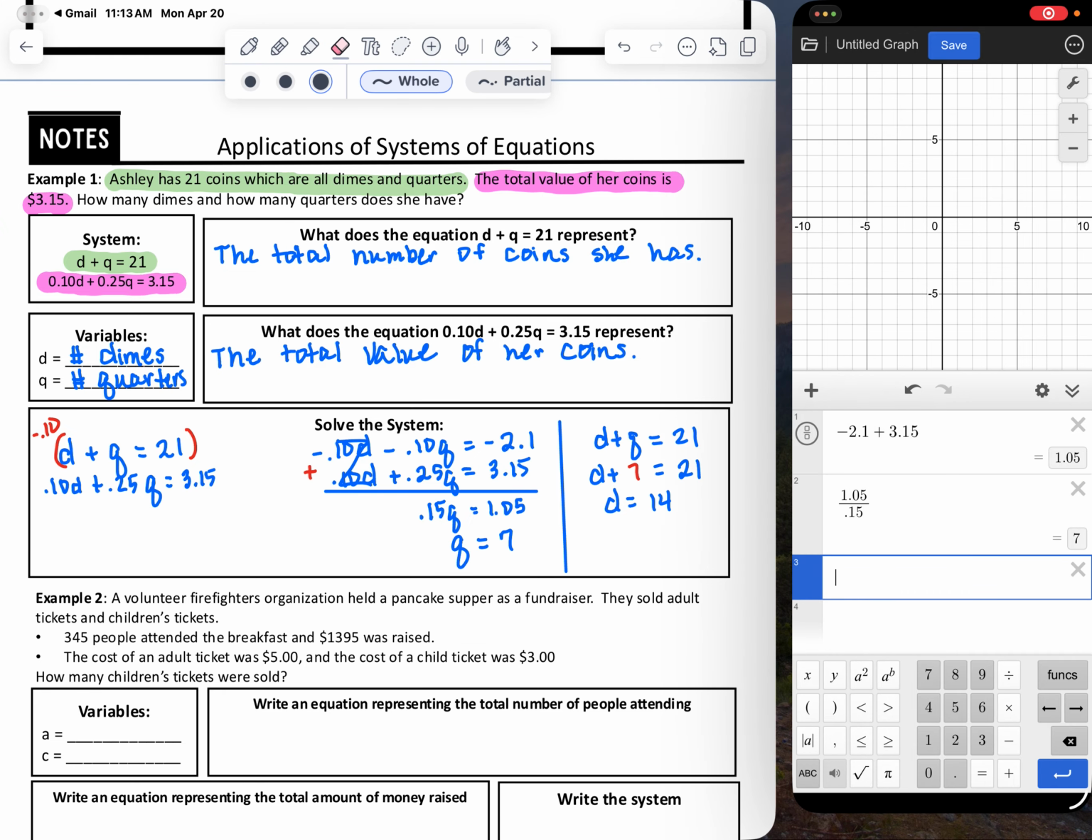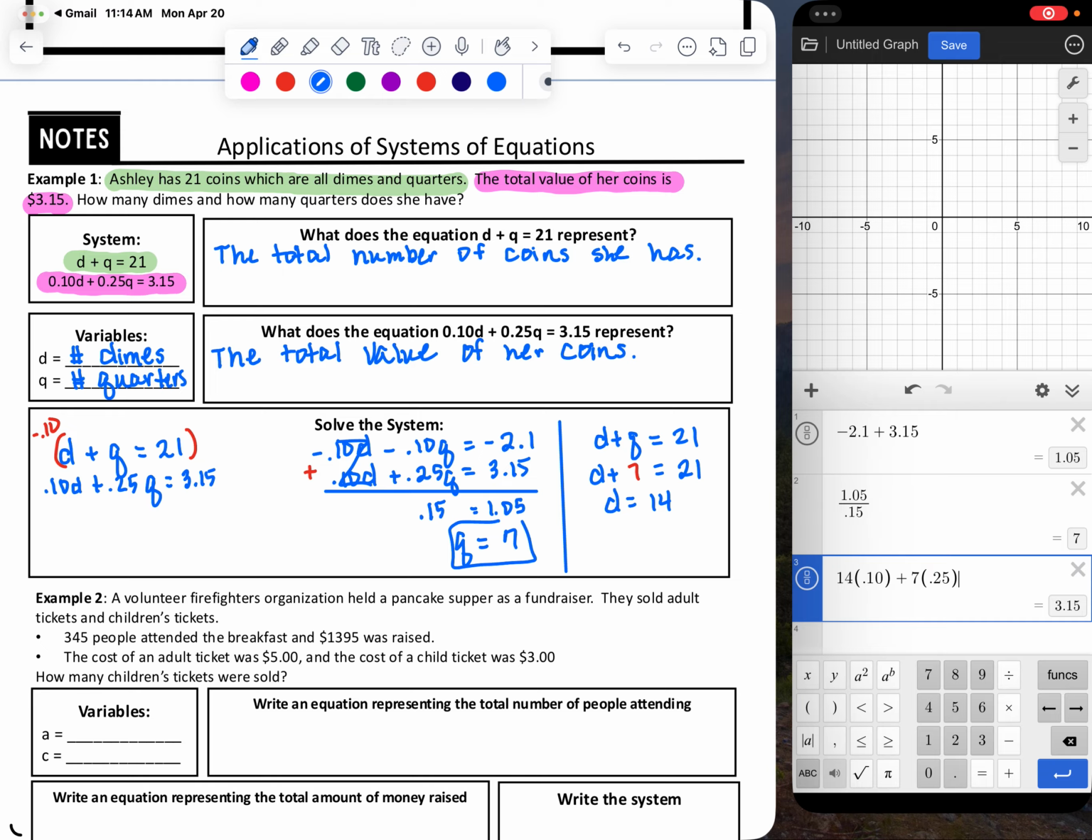Now, let me show you how we can check our answer. We know the total value of her money was $3.15. So I had 14 dimes that are worth 10 cents each, plus 7 quarters that are worth 0.25 each. And that does add up to a total value of $3.15. So we know we have the correct number of quarters, which was 7, and the correct number of dimes, which was 14. All right, let's look at a second example.